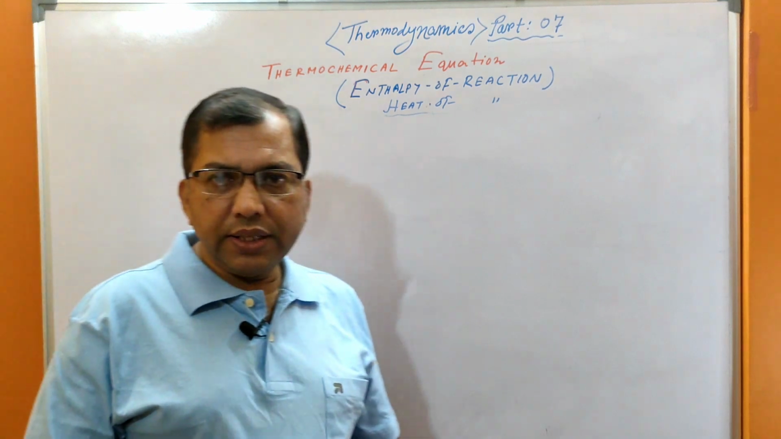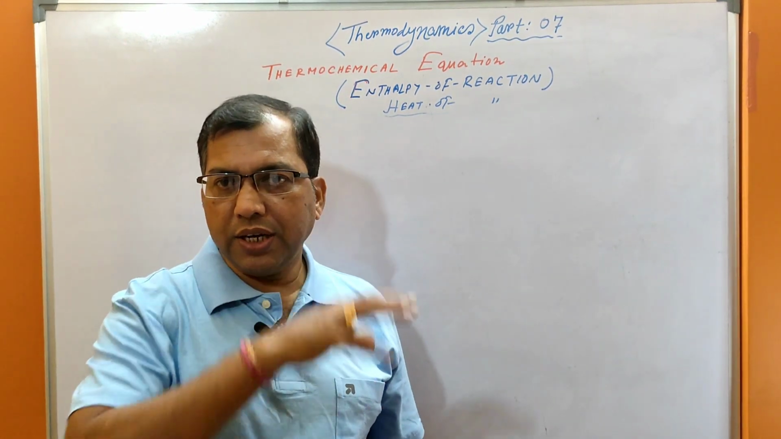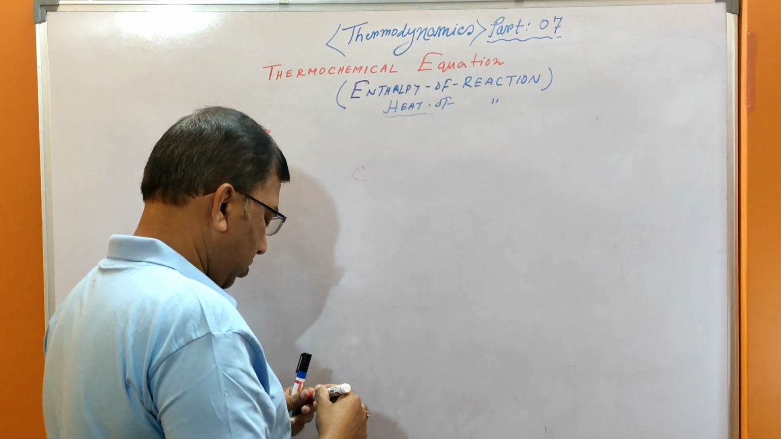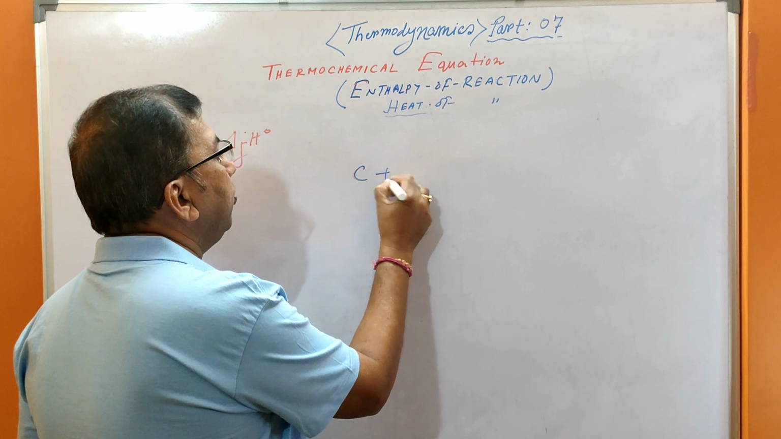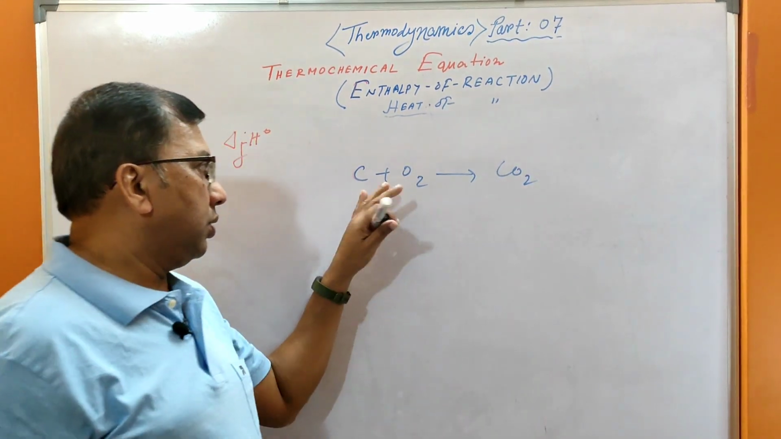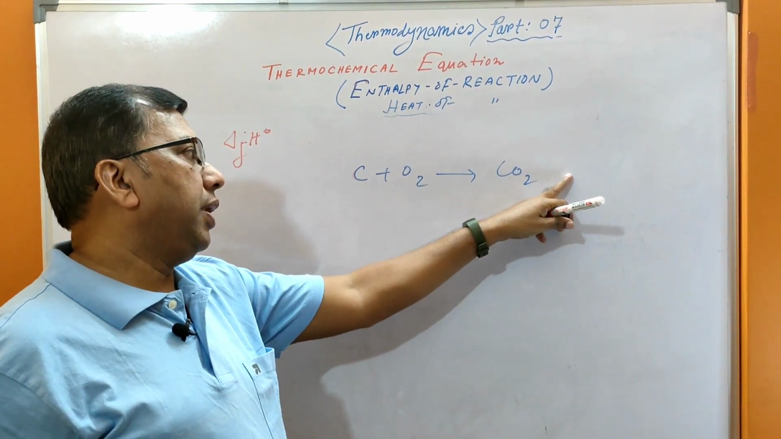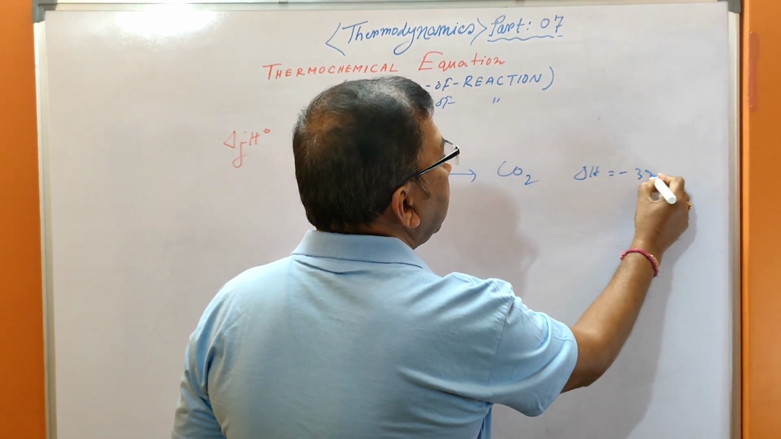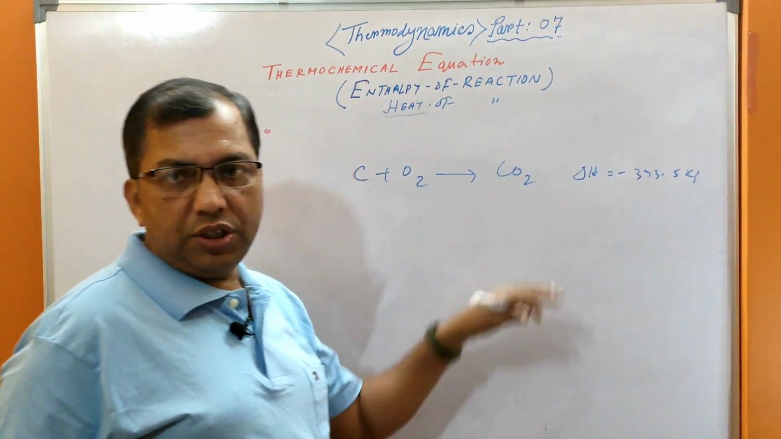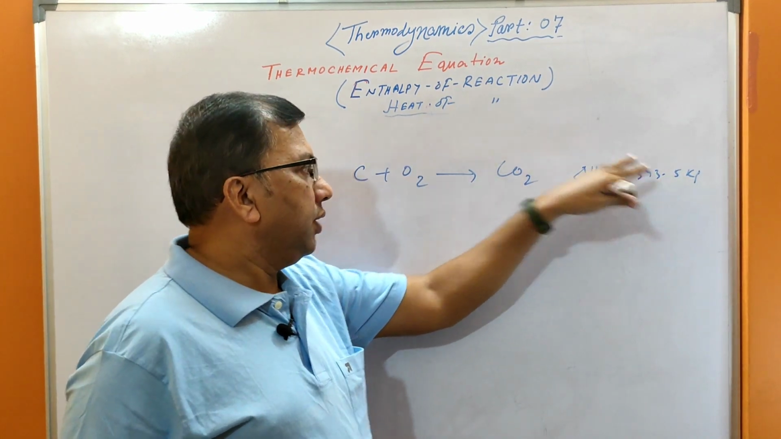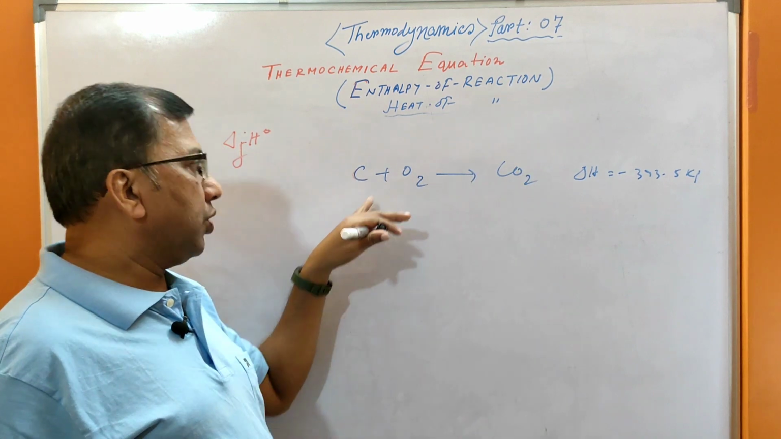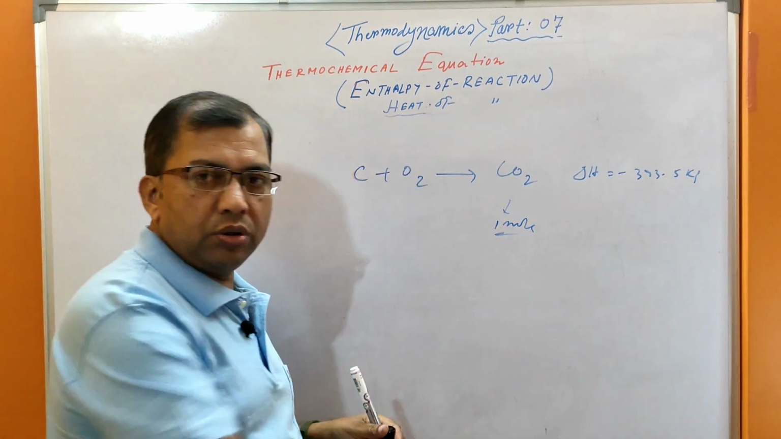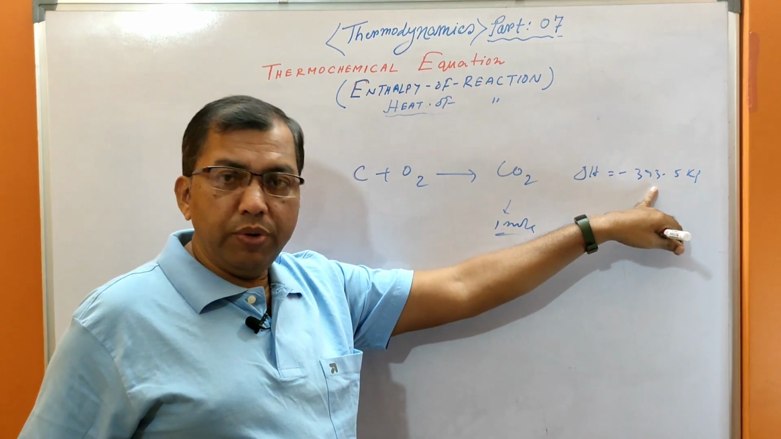So the standard enthalpy of formation of carbon dioxide: carbon plus oxygen gives CO2. In this case, delta H equals minus 393.5 kilojoule. The minus 393.5 kilojoule means it will be released. Carbon plus oxygen gives CO2, the standard enthalpy of formation of CO2, and it is obviously for one mole. So in this case, this much kilojoule will be released.